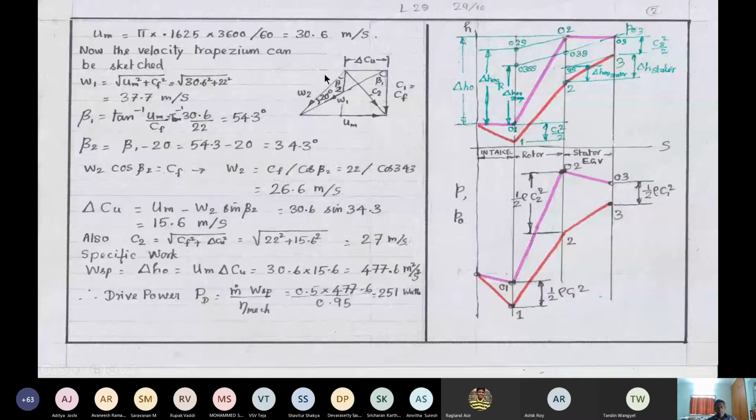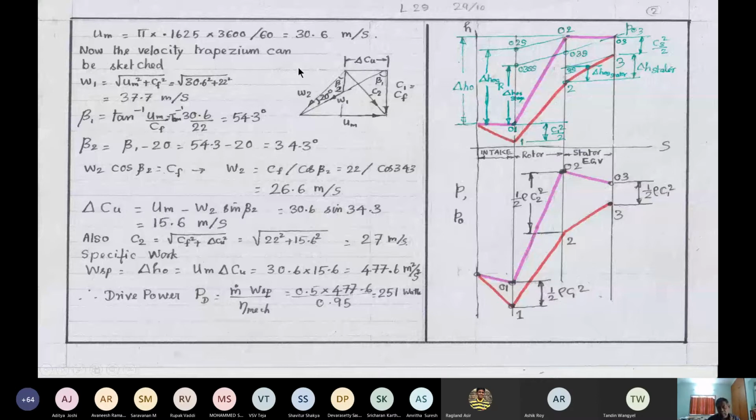Otherwise, if you apply your mind, you will know that beta 2 is equal to beta 1 minus 20, which is 54.3 minus 20, equal to 34.3 degrees. So beta 2 is also calculated. So the complete velocity triangles, or the velocity trapezium, is now known.